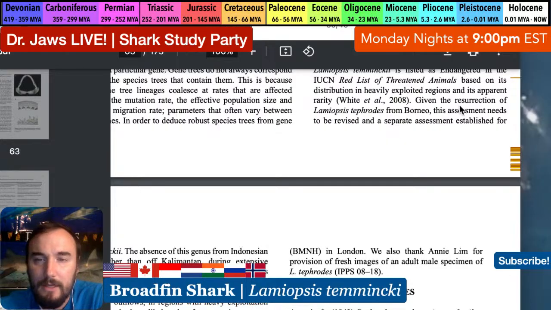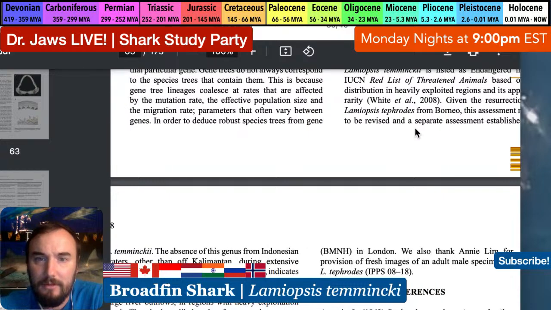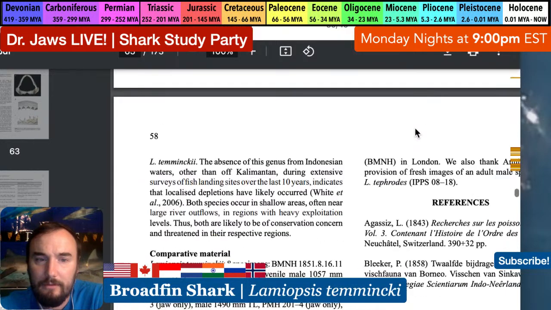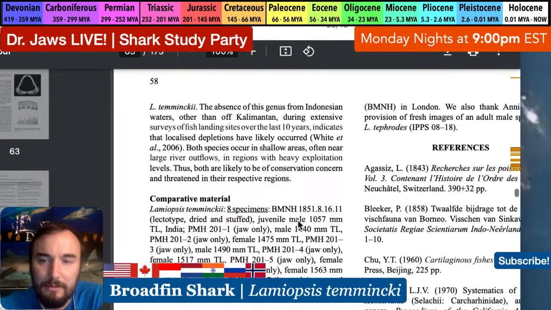So, given the resurrection of Lamiopsis tephrodes, the assessment needs to be revised. Separate assessment for Broadfin shark. The absence of this genus from Indonesian waters, other than off Kalimantan, during extensive surveys of fish landing sites over the last 10 years, indicates that localized depletions have likely occurred. Both species occur in shallow areas, often near large river outflows, in regions with heavy exploitation levels. Thus, both are likely to be of conservation concern and threatened in their respective regions.